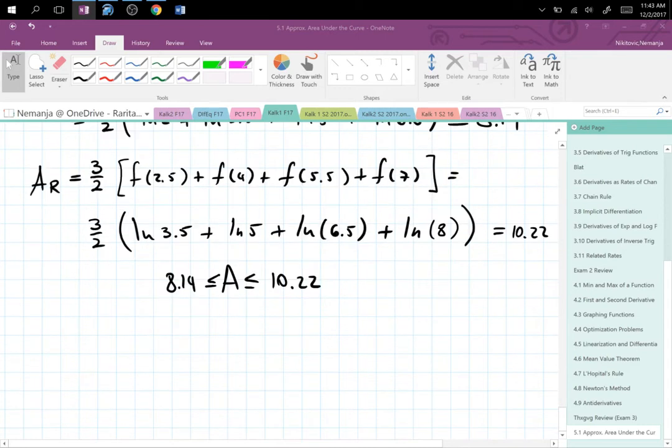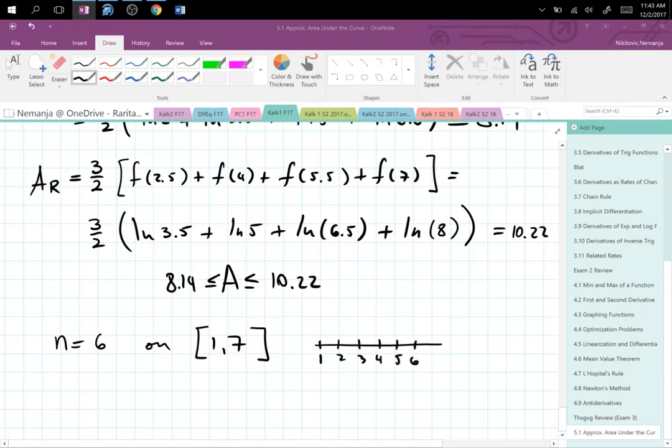But I can do better. So now we're going to do an easier case with n equals 6 on 1 to 7. So now it partitions perfectly. You start at 1, and then 2, and then 3, and then 4, and then 5, and then 6, and then 7, because delta x is 1. 7 minus 1 over 6 is 6 over 6, which is 1.